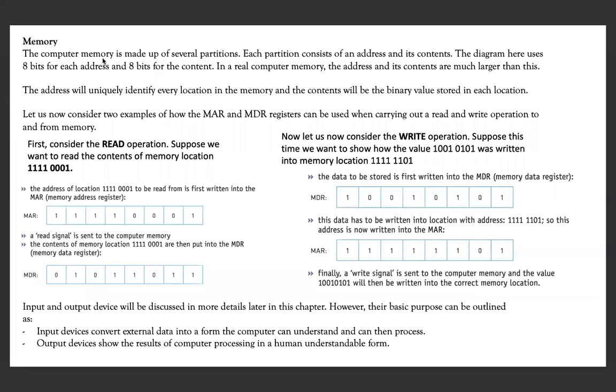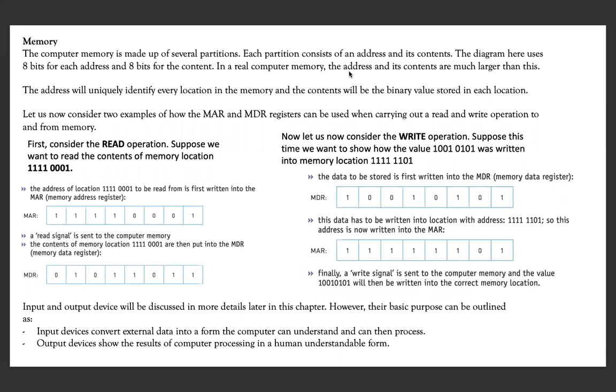The computer memory is made up of several partitions. Each partition consists of an address and its contents. The diagram here uses 8 bits for the address and 8 bits for the content. In real computer memory, the address and its contents are much larger than this. In fact, what we know now is that the address can be up to 64 bits, and the contents of each address can also be larger than this.